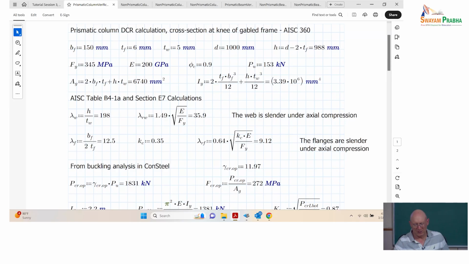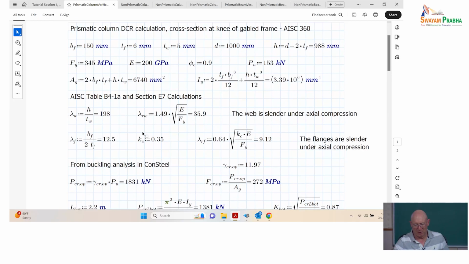So these lines here in the middle of the page now, table B4.1a and section E7, is where we do the column capacity calculation, or that's the provisions for that. Our web h over tw is 198. So h is the distance between the insides of the flanges here. And clearly that's much larger than the non-slender web limit, 1.49 square root of E over Fy, which is 35.9. So we're plenty slender here for the web.